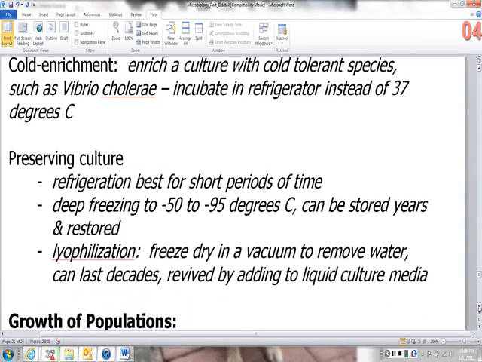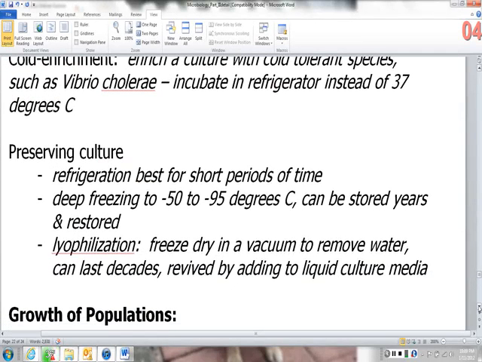There are a few ways to preserve cultures. Refrigeration is best for short periods of time. Deep freezing to -50 to -95 degrees Celsius will allow organisms to be stored for years and then restored. With lyophilization, the organisms are freeze-dried in a vacuum to remove the water. They can last for decades and then be revived by adding them to liquid culture media. This is how organisms are ordered for use in the lab.